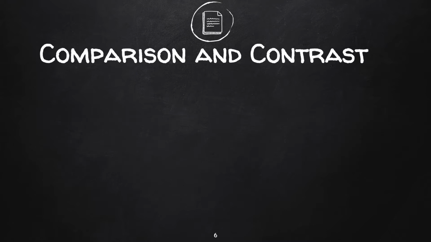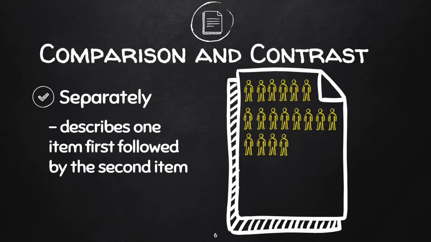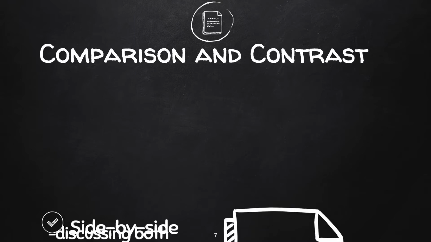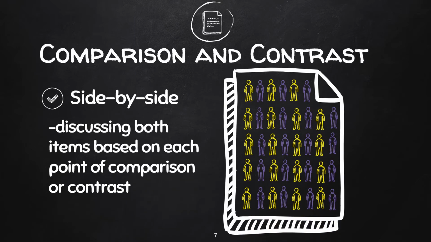A paragraph developed by comparison and contrast should have a unifying idea or purpose. It must also be balanced in such a way that there is an equal amount of information for each subject to avoid bias. There are two ways in which we can use this pattern. First is separately, wherein we describe one item first, followed by the second item. Another way is side by side, wherein we discuss both items based on each point of comparison or contrast.